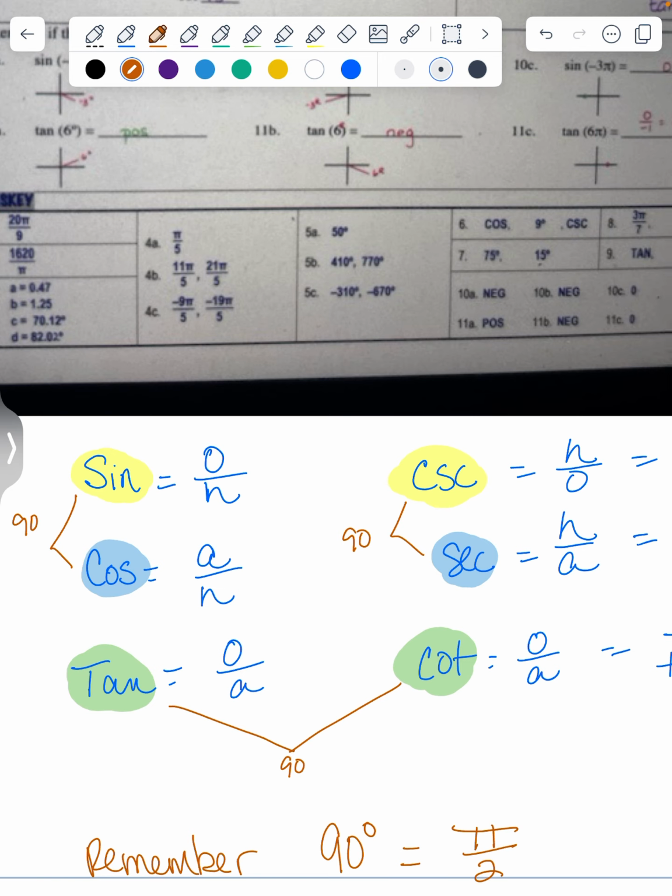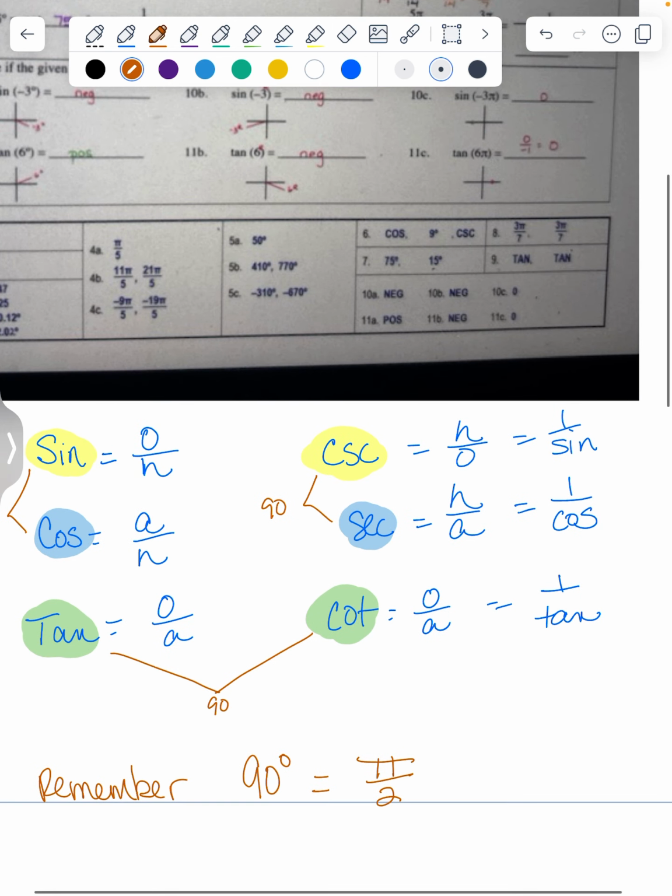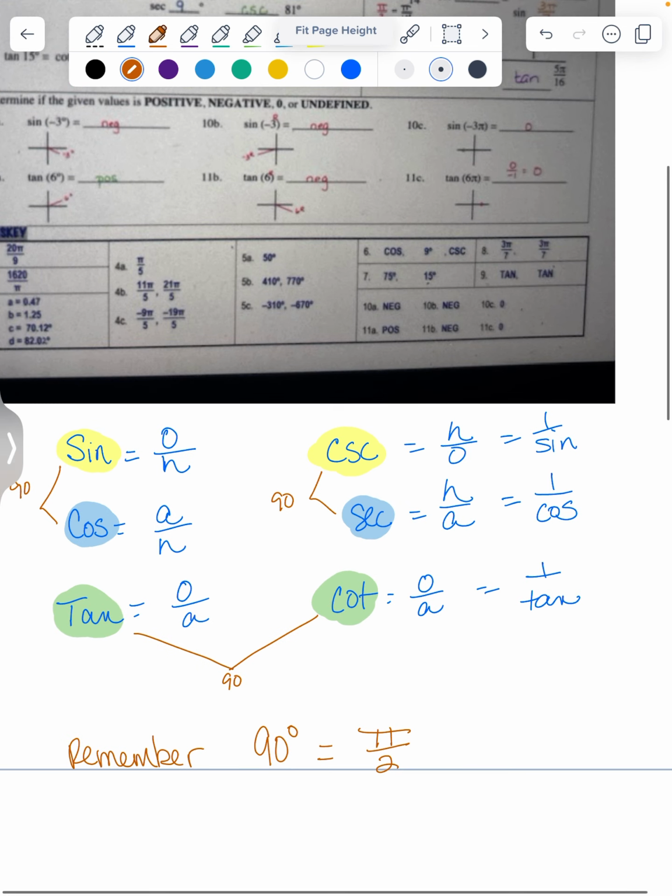So sine and cosecant are reciprocals of each other. They're like best friends, right? Because cosecant is 1 over sine, and 1 over cosecant is sine. So they kind of go together, okay? Cosine and secant are reciprocals of each other, and tangent and cotangent.